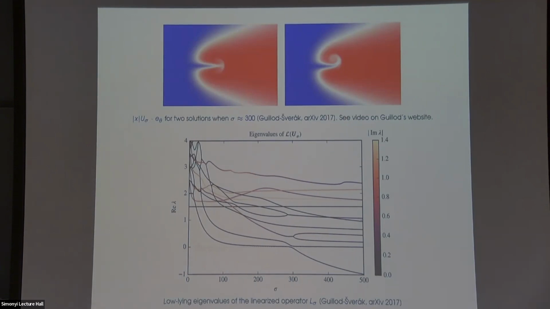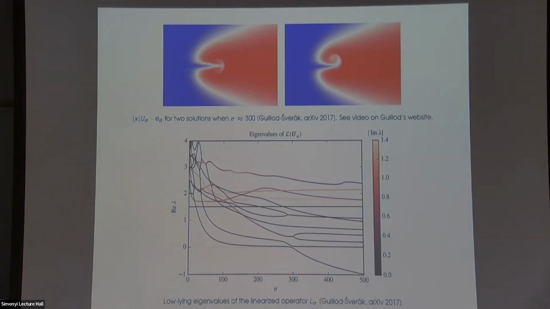They find that if you take a particular A0, which has a reflection symmetry across the z equals 0 plane, and you start increasing the sigma size parameter, then around sigma equals 292 or something, you'll find a bifurcation, which breaks the reflection symmetry. So what I'm drawing here, which you can find on Guillaume's website, you can in fact see videos of this bifurcation happening.